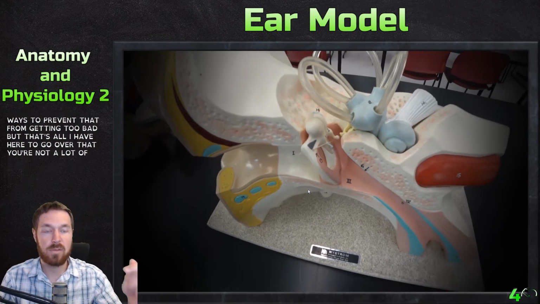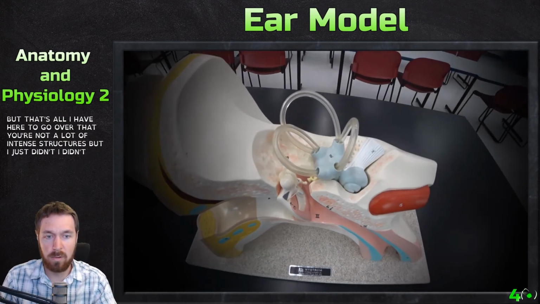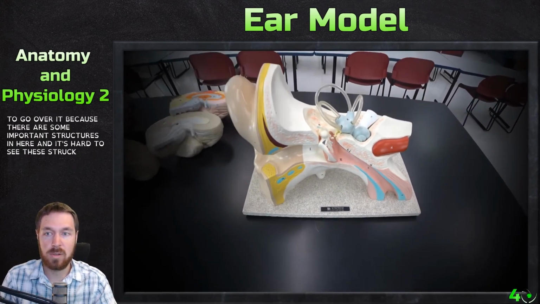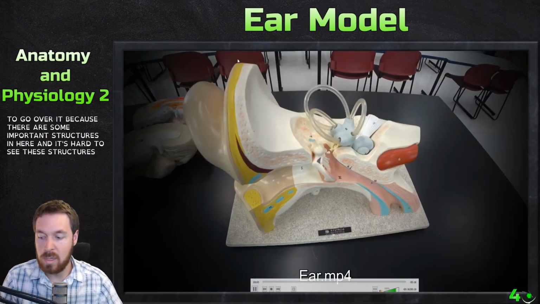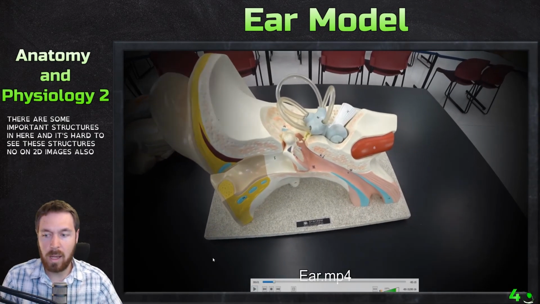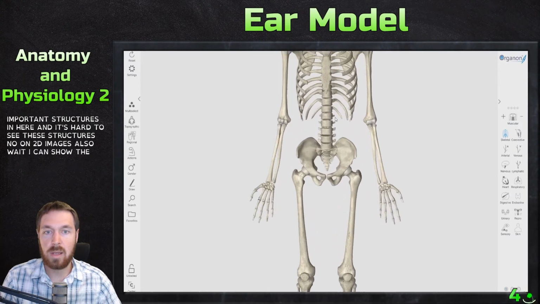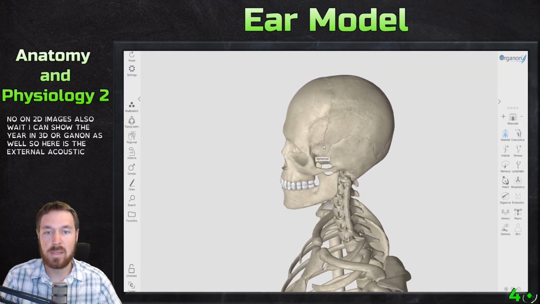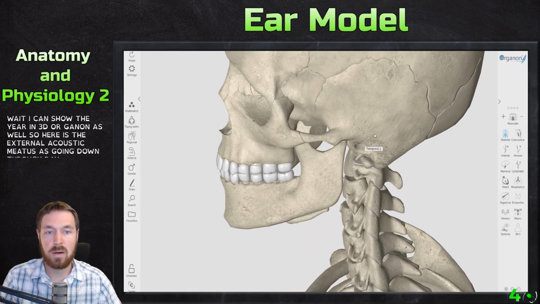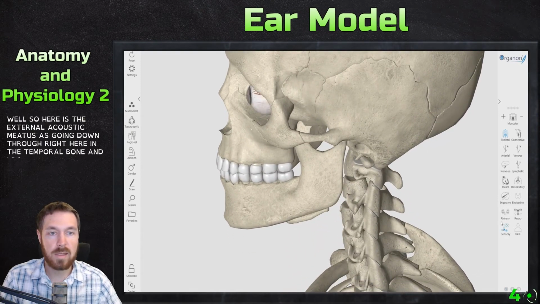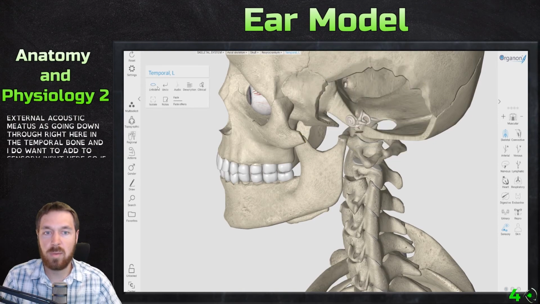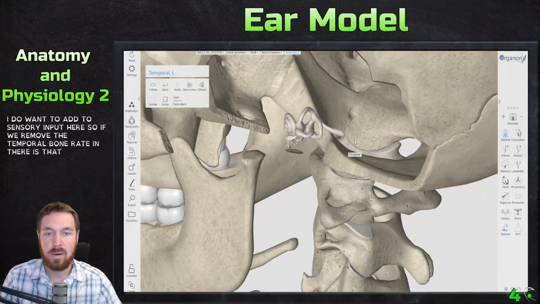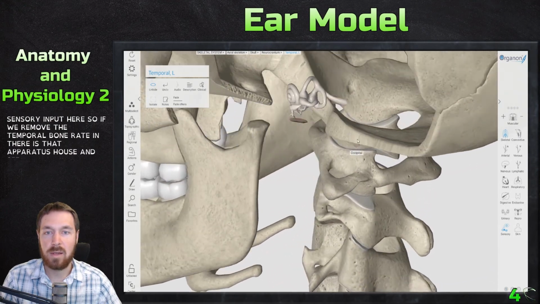Not a lot of intense structures, but I did want to go over it because there are some important structures in here, and it's hard to see these structures on 2D images. Also, I can show the ear in 3D Organon as well. So here is the external acoustic meatus going down through right here in the temporal bone. Now I do want to add the sensory input here. So if we remove the temporal bone, right in there is that apparatus housed inside the skull.